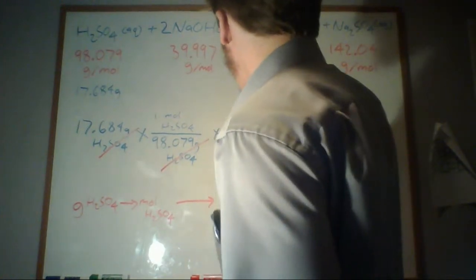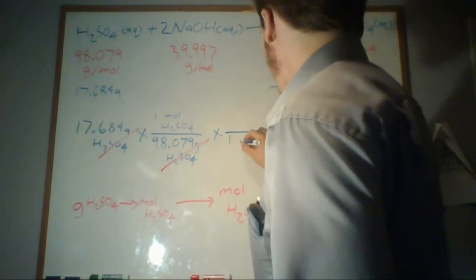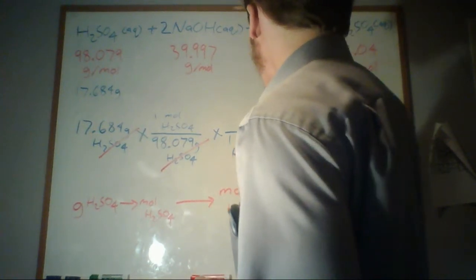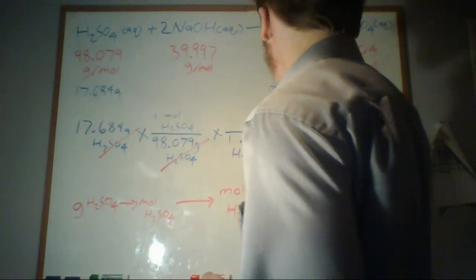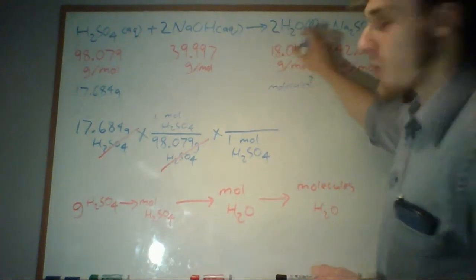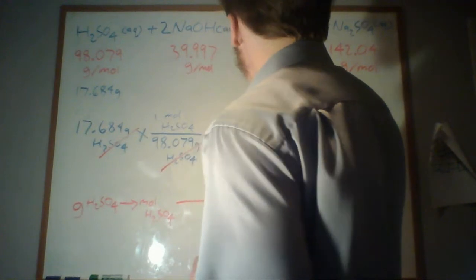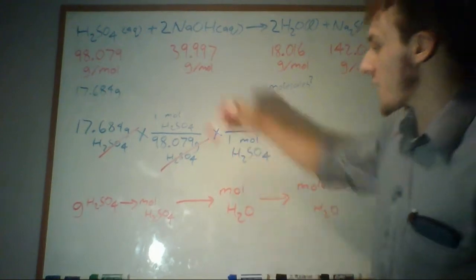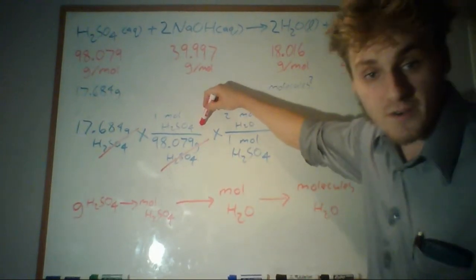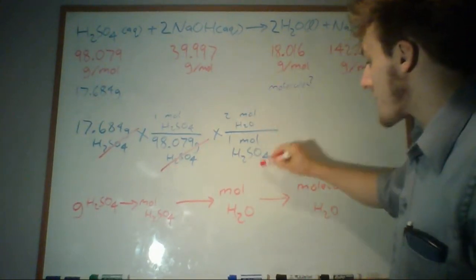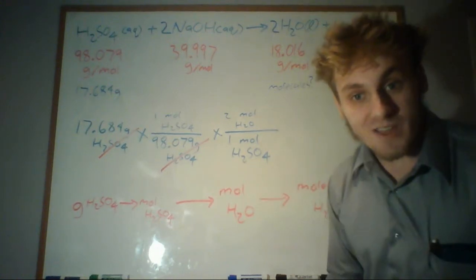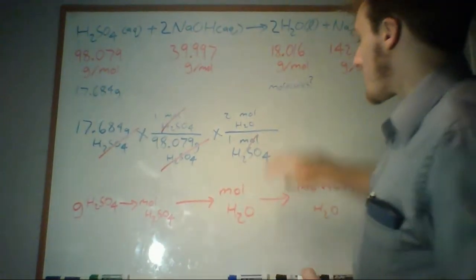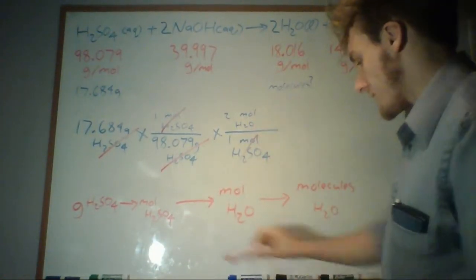So then we can write, for every 1 mole of H2SO4, we're going to get 2 moles of water. So we'll write 2 moles of H2O. Again, because we have moles of H2SO4 in the numerator over here and in the denominator over here, those units will cancel out. And now we're left in terms of moles of water.